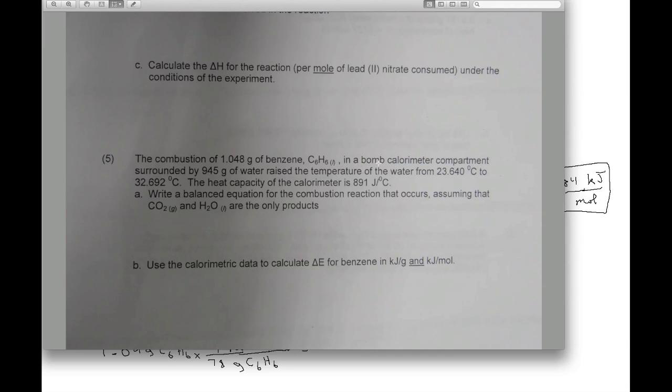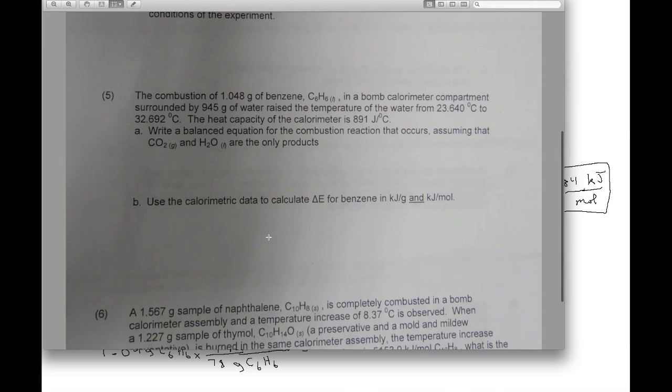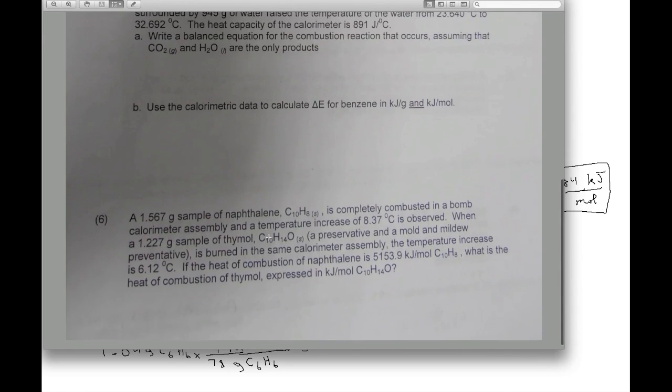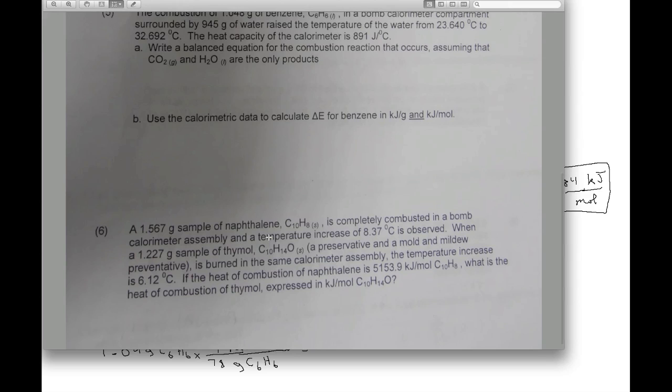By the way, notice why did they have to use a bomb calorimeter here and not a coffee cup calorimeter? Well, you can't really do a combustion reaction in a coffee cup. You can't burn something in a coffee cup. The coffee cup calorimeter is just for reactions that take place in solution. All right, so let's move on then.